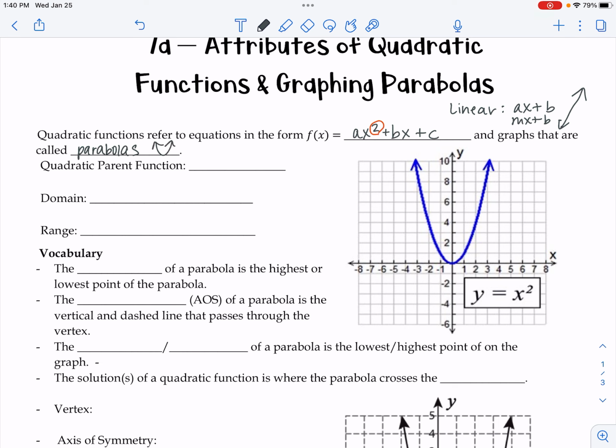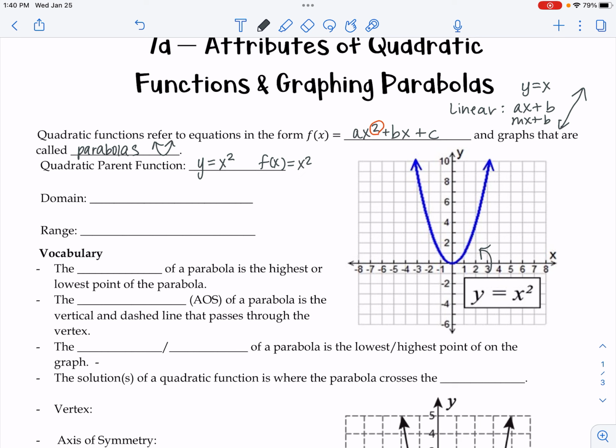Okay, and so the linear parent function was y equals x. The quadratic parent function is y equals x squared. Or we could use function notation, f of x equals x squared. That's this graph right here.